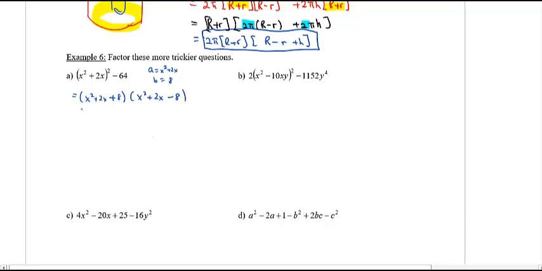And yes, our first term, can we factor? Two numbers that multiply to 8 and add to 2? Don't think so. But the second one we can. Two numbers that multiply to negative 8 and add to positive 2. Yeah, 4 and 2. Make the 2 negative. So x plus 4, x minus 2. Tricky, tricky.